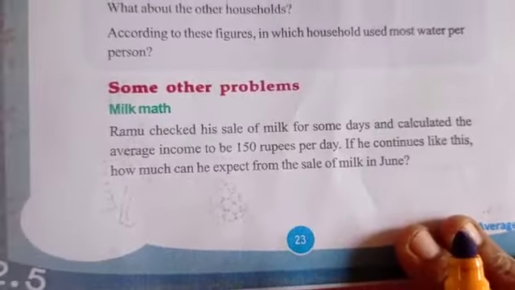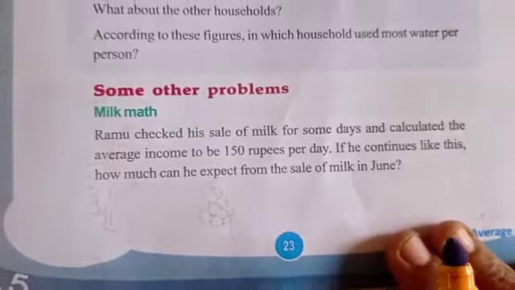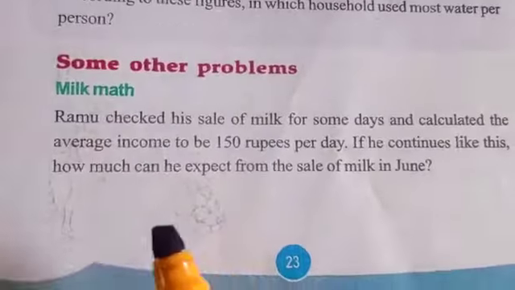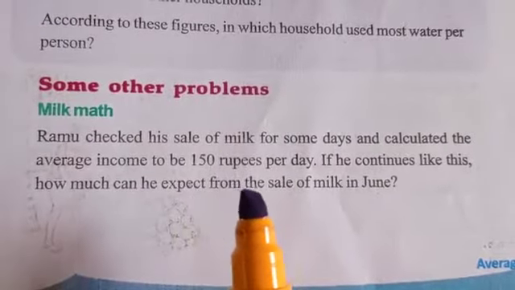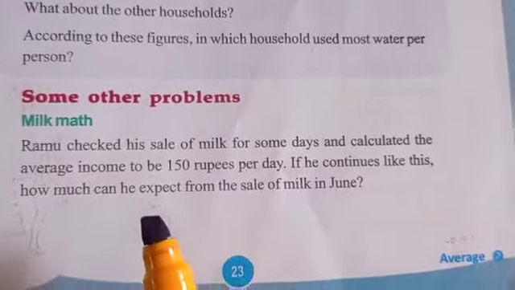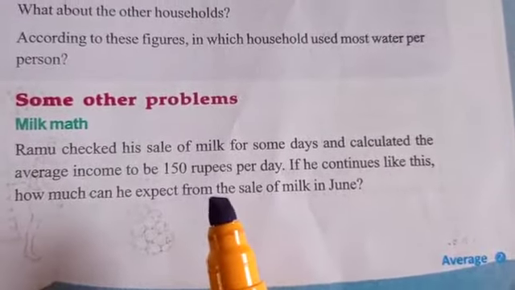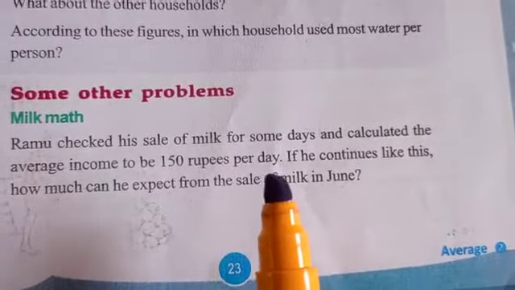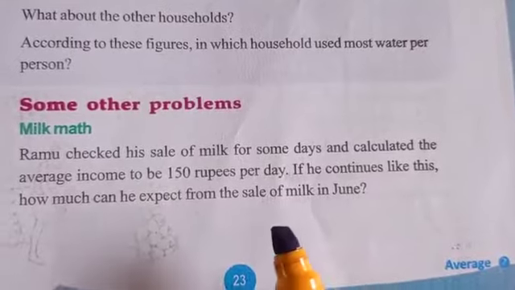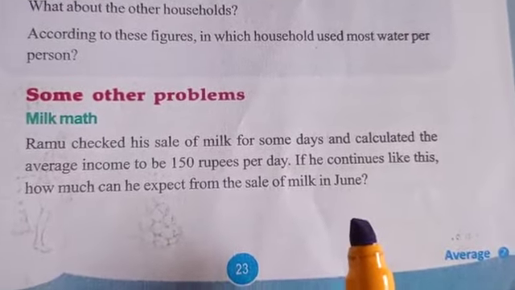Next we go through some other problems of average. First consider a milkman. Ramu checked his sale of milk for some days and calculated the average income to be 150 rupees per day. If he continues like this, how much can he expect from the sale of milk in June?